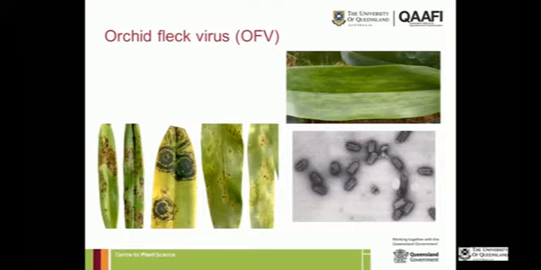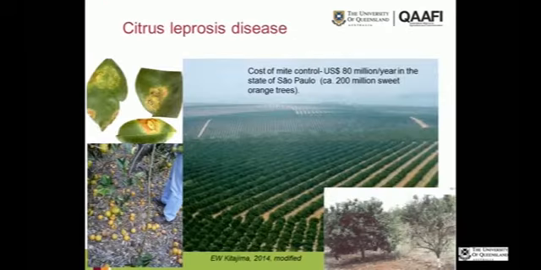And these are the symptoms caused on coffee leaves and fruit. Orchid fleck virus is the best studied of these viruses, causes symptoms on the leaves. You can find ring spots and various types of symptoms. These are the particles here. So they look very similar to those of Rhabdoviruses. The most serious disease caused by dichorhaviruses is citrus leprosis. A huge cost for mite control, as you can see here in Brazil. These photographs are provided by Elliot Kitajima from University of Sao Paulo.